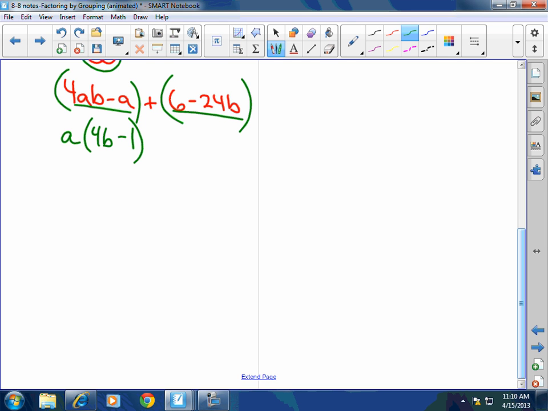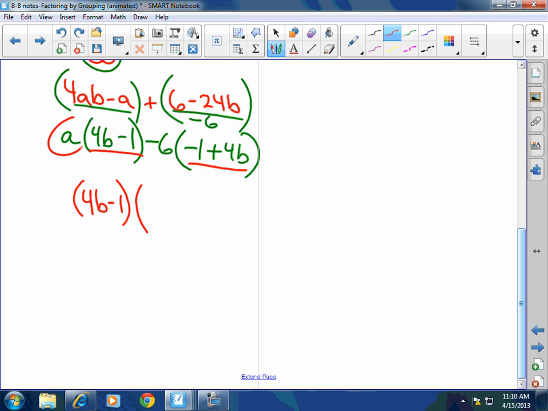What can I factor out of here, guys? 6. Okay, think about it. Don't I want a positive 4b? If I factor out a 6, I'll be left with a negative 4b. So factor out a negative 6. If I factor out a negative 6, now I'm going to have negative 1 plus 4b. Are those two binomials identical? Yeah. Of course, it's a positive 4b and a negative 1. Perfect. Factor those out. 4b minus 1 times the leftover binomial of a minus 6.